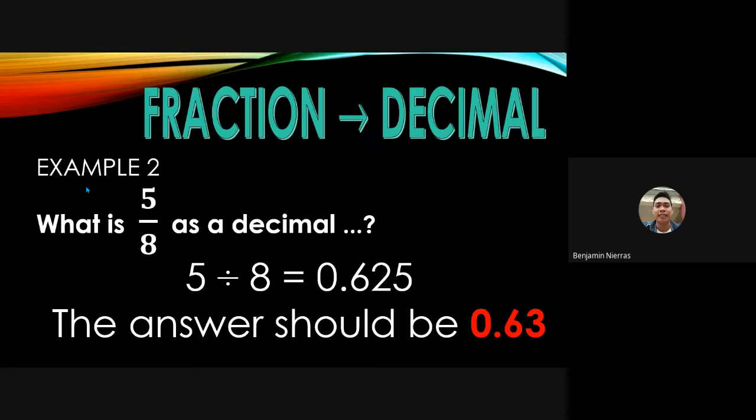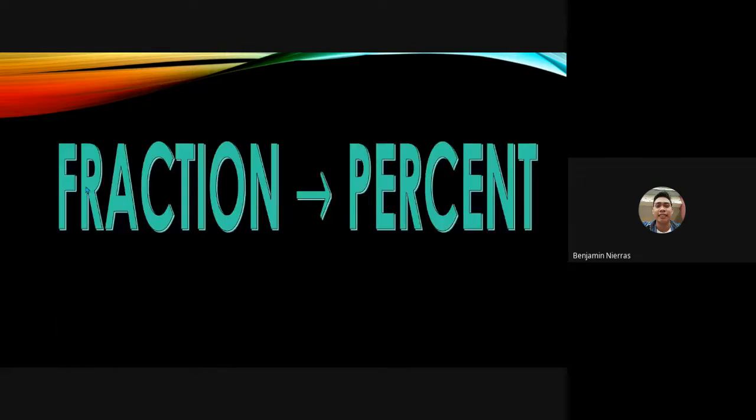To round off the initial answer, we will disregard the number 5, which is in the thousandths place, and we will add 1 to the hundredths place, which is 2, plus 1, so it becomes 3. So the final answer will be 0.63. Then disregard the preceding numbers. So 5 over 8 is equal to 0.63. Round off only if needed, and if there is no plus 1, then leave it as is, like 0.62. Okay, what if fraction to percent?